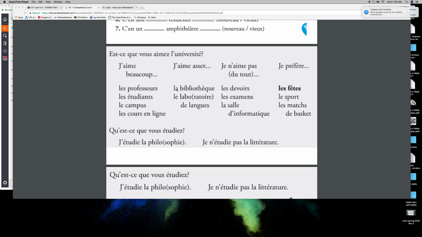So with preferences in French, the definite article is required. J'aime la bibliothèque. J'aime le labo. J'aime les examens. J'aime les devoirs. J'aime les fêtes. Right? So make sure that with these expressions of preference you're using le, la, les, because you love all of it. Okay? J'aime.